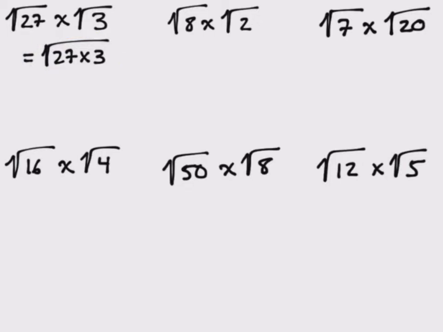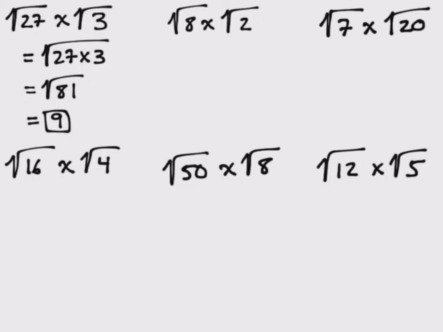Now, why would this be helpful? Well, 27 times 3 happens to be 81, and 81 happens to be a perfect square, of which we know the square root, that's just going to be 9. So even though the square root of 27 and the square root of 3 are each really, really long decimals that go on forever and ever and don't repeat, their product is just 9. I think that's really cool.